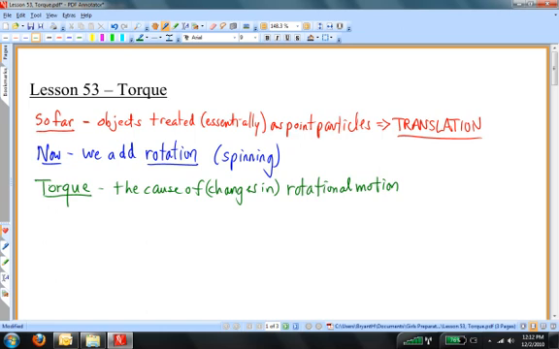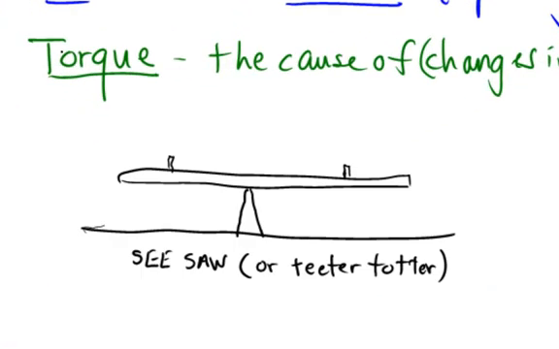Let's go to the playground. And I want you to think about a teeter-totter, a seesaw. There are certain parts of this apparatus that have technical names that you need to know. One of those is called the fulcrum. And the fulcrum is the pivot point around which the rotation takes place.